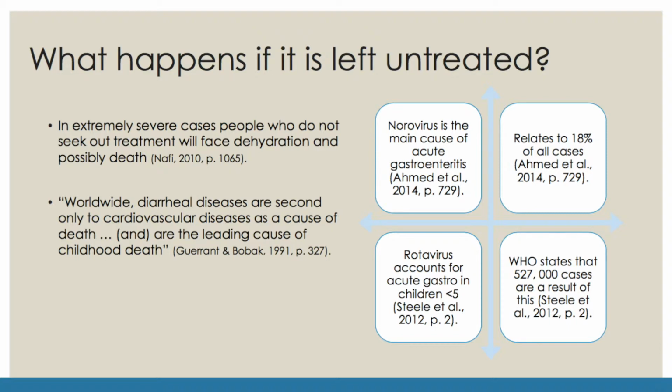Rotavirus is one of the most common causes of acute gastroenteritis in children aged 5 and below. The World Health Organization has concluded that 527,000 deaths are due to rotavirus. It was also noted that more than 85% of deaths occurring in developing countries such as Africa and Asia are a result of poor personal hygiene and unfiltered water.